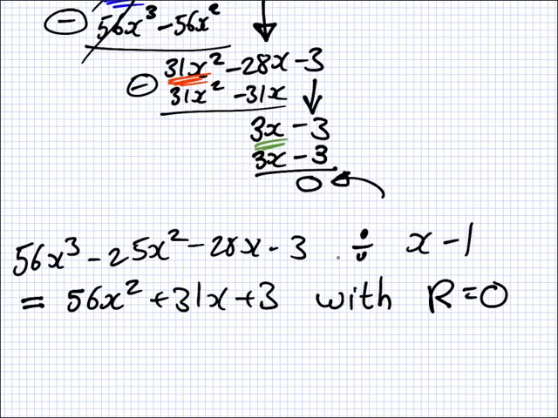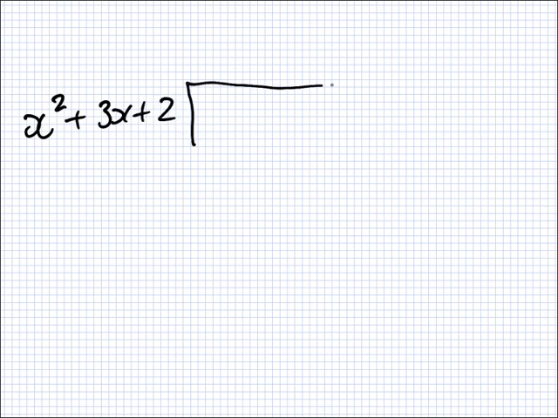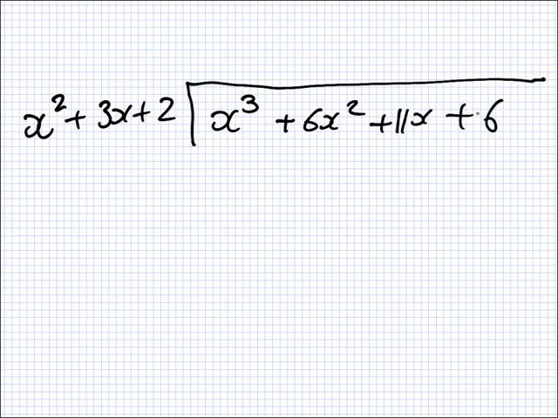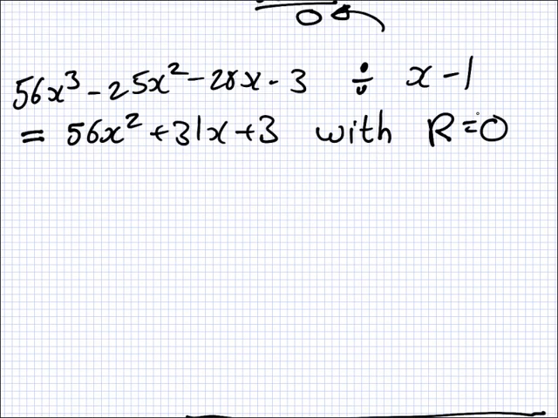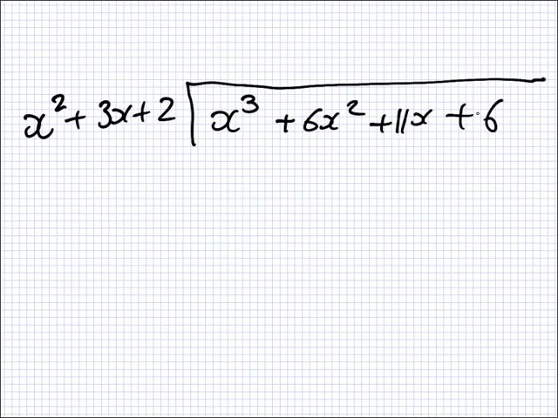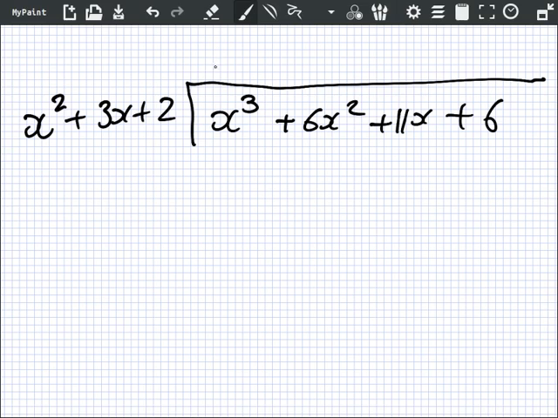So let's have a look at another example. Let's make it a little bit different. This time I'll take a quadratic and I'll divide it into a cubic. Now, in fact, this is easier because there's fewer cycles. How many cycles did the last one need? It needed 3 in total, whereas I think this one will only need 2. What's the first multiplication term? It's x.